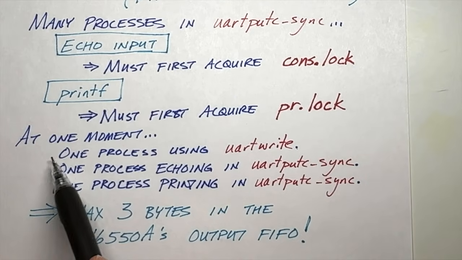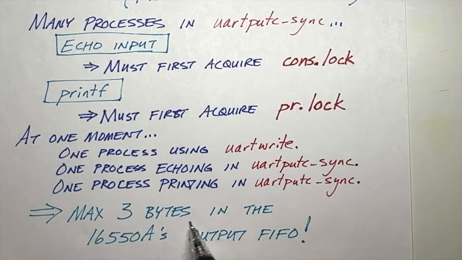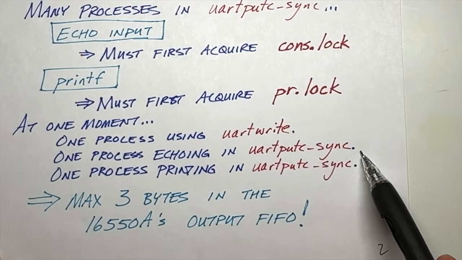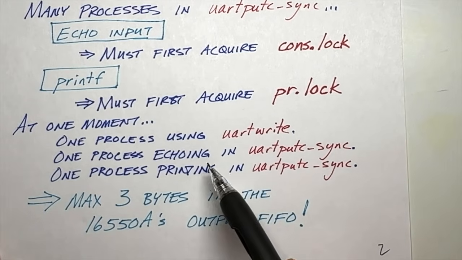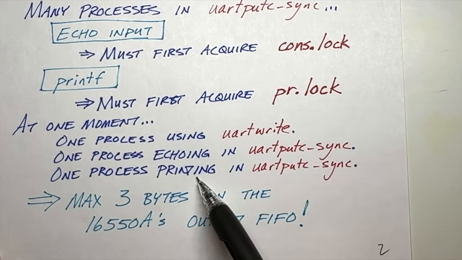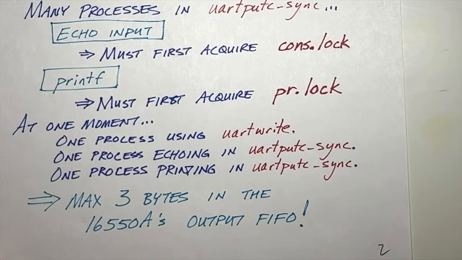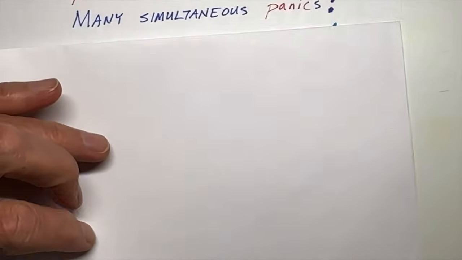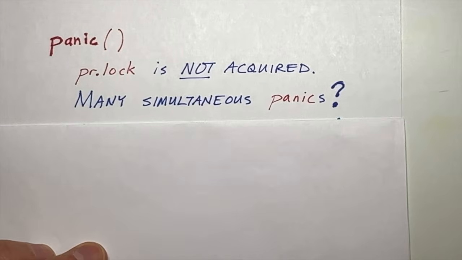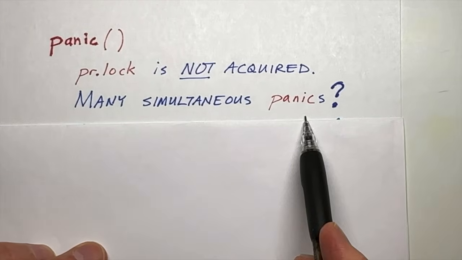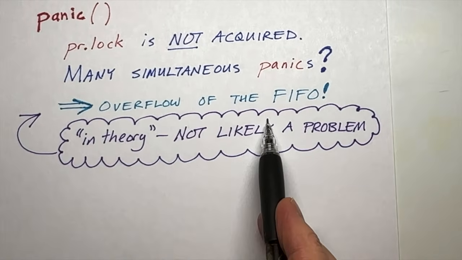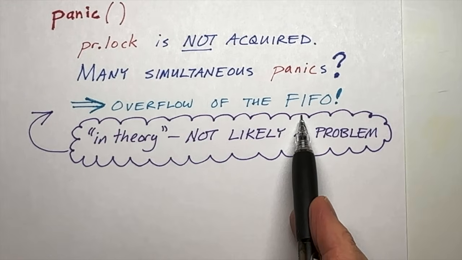Thus, we can have at most only 3 bytes in the FIFO queue at any one time. One from a call to UART write, one from a call to UART put C sync while echoing, and one from a call to UART put C sync within printf. And the 16550A can handle this without losing data. Now, of course, when panicking, we don't acquire the print lock. So if we had many cores simultaneously panicking, we could, at least in theory, overflow the FIFO queue and have dropped characters. So there is that.